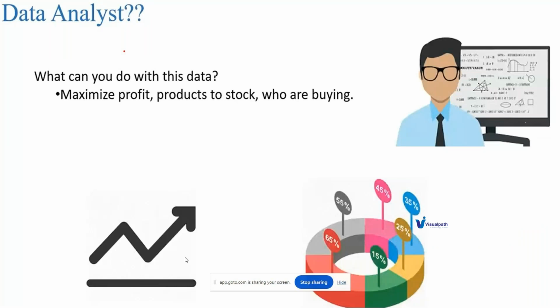So in the data you can see there will be numbers also. So you can see maximize profit, product to stock, who are buying. Like there is sales data, you can go there and check who the buyers are. So you can segregate the buyers also. Okay, people of this age are buying these items, and people of this age are buying different items. So on that basis you can segregate your data and understand accordingly.